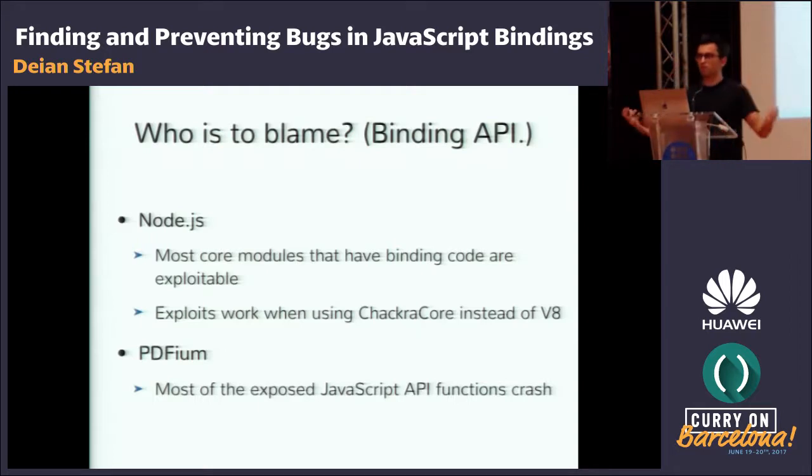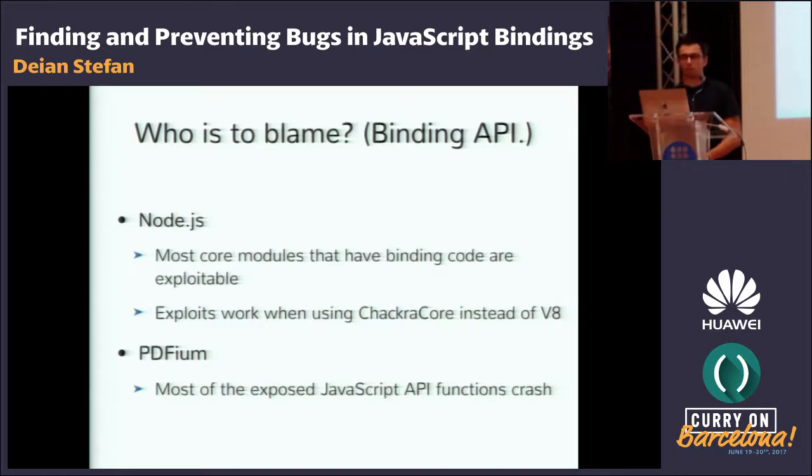And the thing that I want to highlight a little bit more is, who are we to blame here? Is it Node and PDFium for misusing the V8 API or not writing safe code, or is it somebody else? My take is that the binding API design itself is what's at fault, and here's some fake evidence to support that claim.